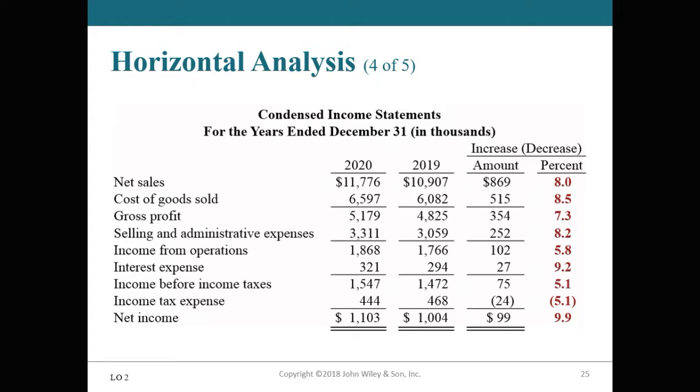Here we show the horizontal analysis of the condensed income statement. Done the same way. We take 2020's year, we reduce it by 2019. So in net sales, they increased by 869,000. That is an 8% increase. So we took the 869 divided by the 10,907, which gave us the 8%.